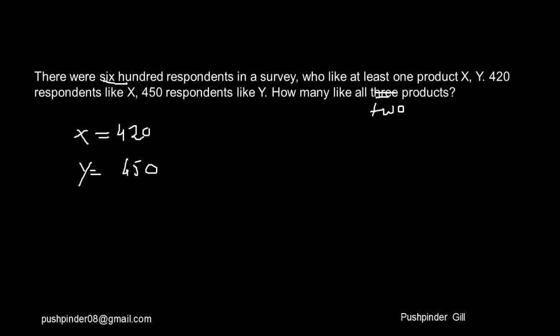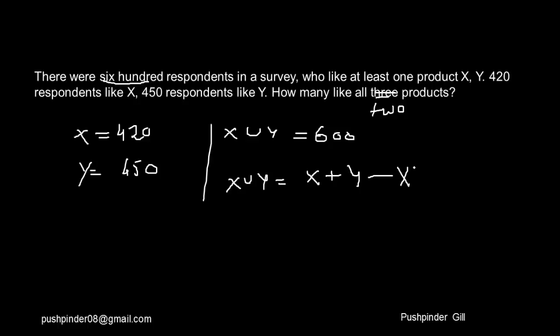So I can say that the union of X and Y is equal to 600. Right? So I know X union Y, I know X and Y. So from this expression, I can easily calculate the value of X intersection Y, because this is what he's asking, how many of them like all two products. So this is equal to 600 and this is equal to 450 and this is equal to 420. So I just need to calculate the value of this, which I can easily calculate, right?